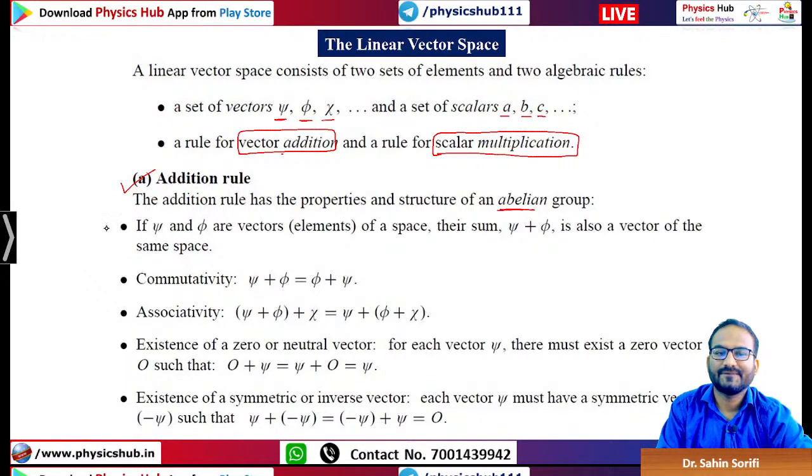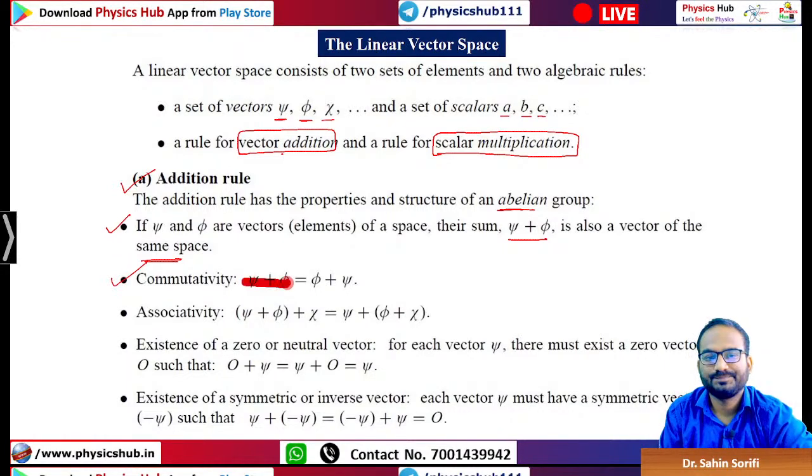Let's say if psi and phi are vectors of a space, then their sum psi plus phi is also a vector of the same space. You can imagine the three-dimensional Euclidean space. If psi is one vector, let's say 2i plus 3j cap, and phi is another vector 5i minus 7j cap, then their sum will also be a vector of the same Euclidean space, no? You can imagine it in this way. Commutativity: psi plus phi is equal to phi plus psi. This property is known as commutativity.